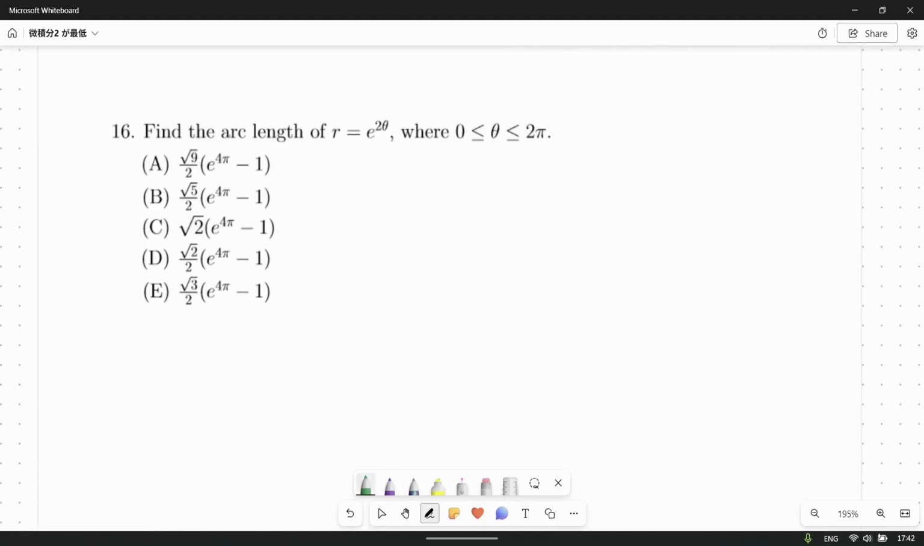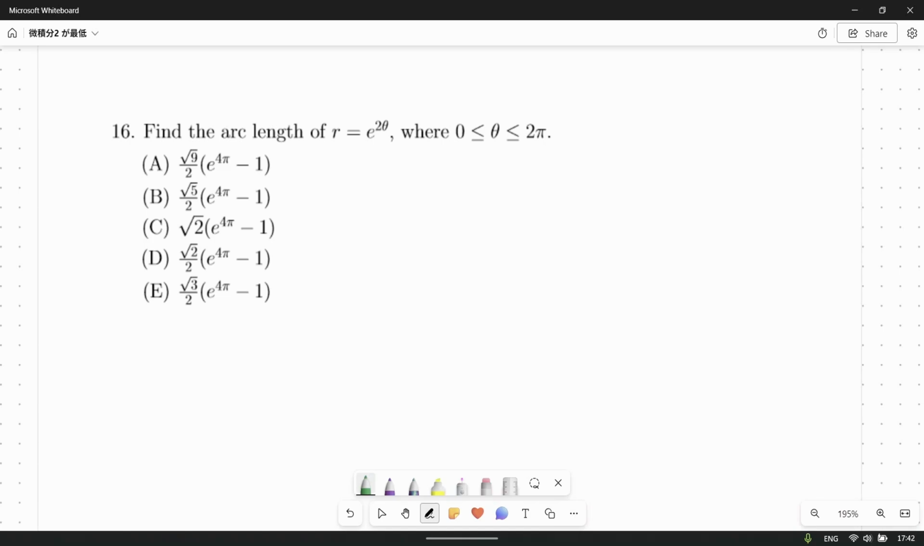All right, find the arc length of r equals e to the 2 theta, where theta ranges from 0 to 2 pi. So in the case of finding the arc length, just like when you're dealing with Cartesian coordinates, we're going to have to do some sort of integral. And there is a formula for finding the arc length in terms of polar coordinates.